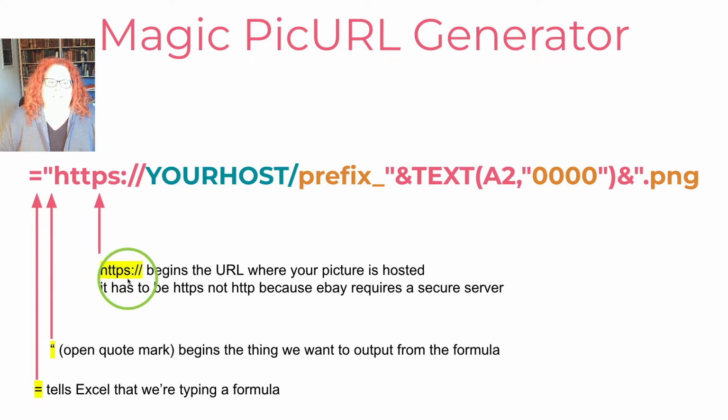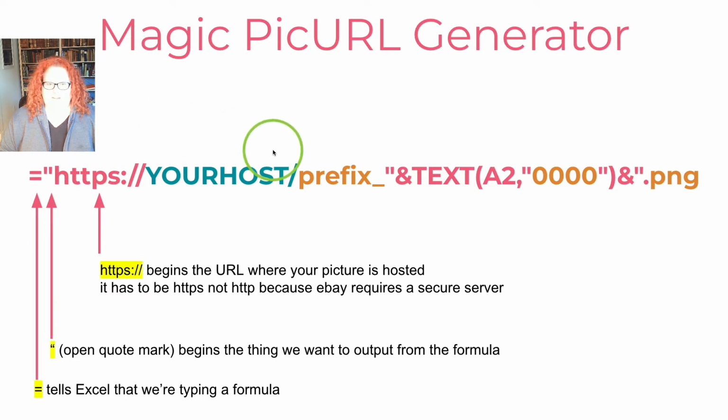And then https:// also just leave there. That is the beginning of your URL. It's definitely what Amazon AWS uses, and also eBay requires that you host somewhere that starts with https:// because that means it's a secure server as opposed to one that's just HTTP. So that's going to be the same for everyone, this whole pink part here.